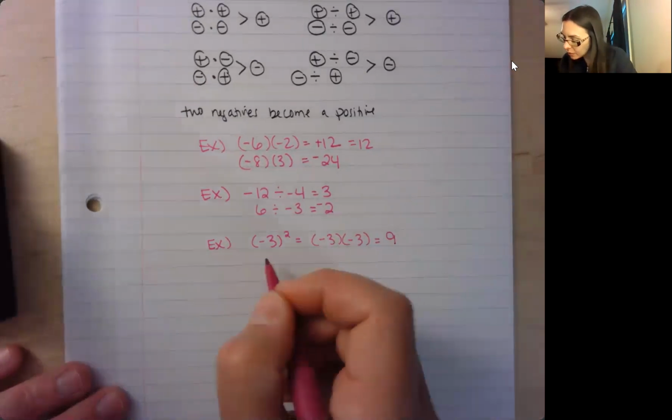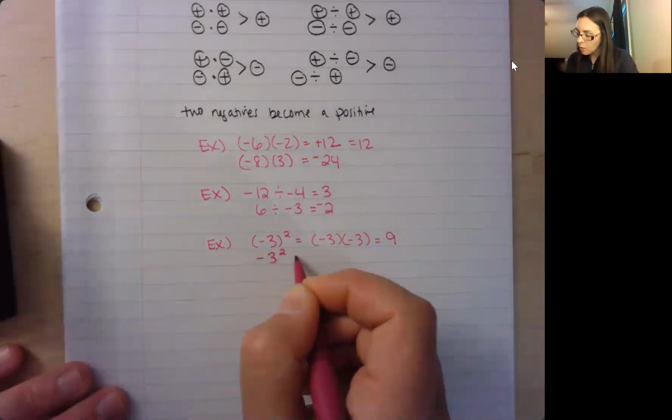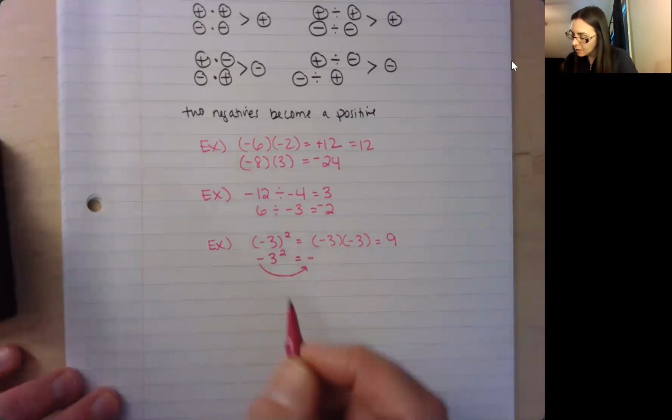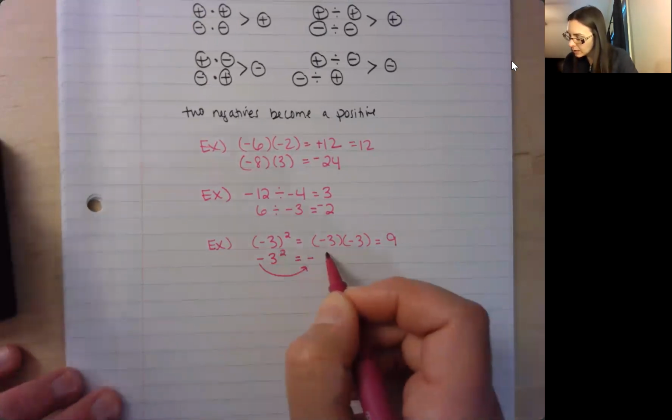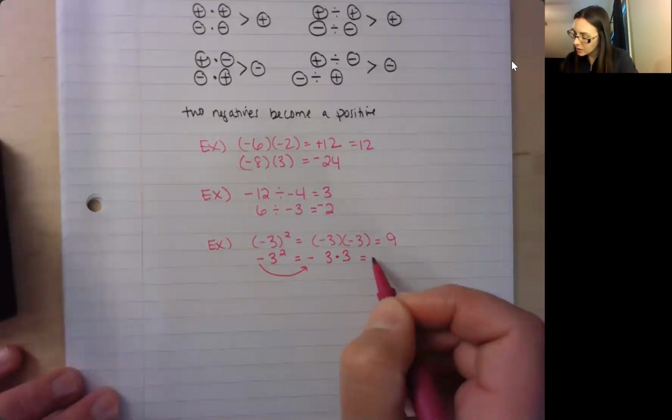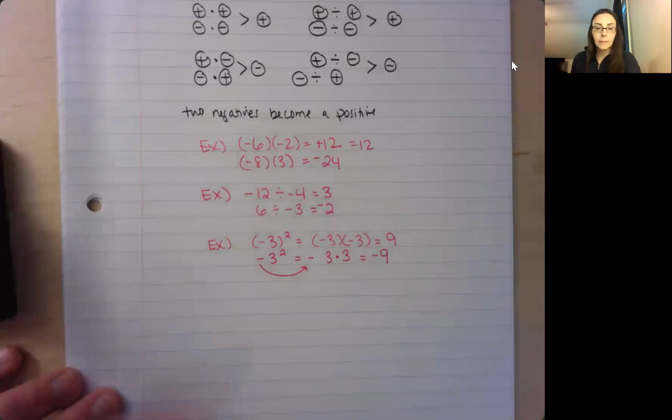If I have negative 3 squared, well, what happens is this negative just tags along on the outside. And then that 3 squared becomes 3 times 3. So here I only have one negative, so it does not cancel, and it tags along.